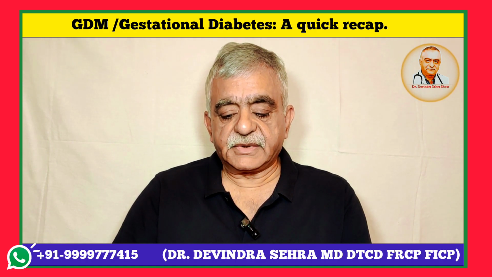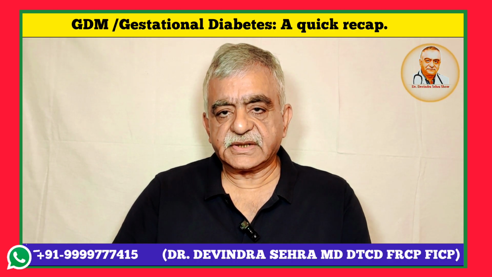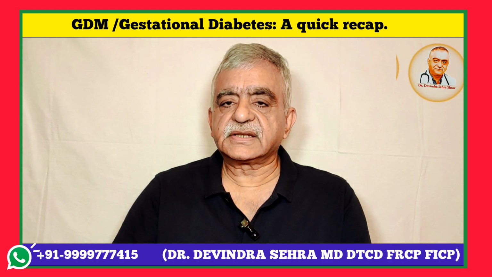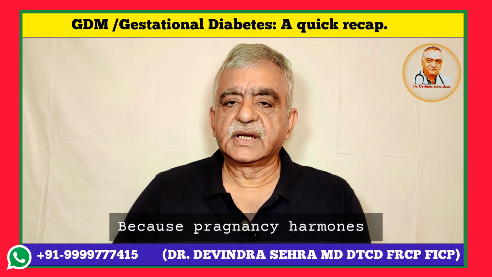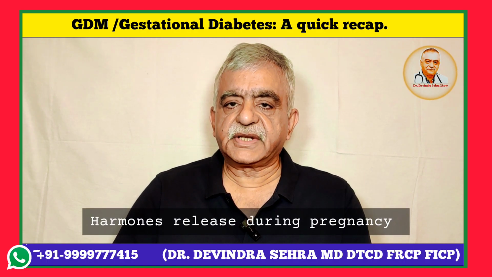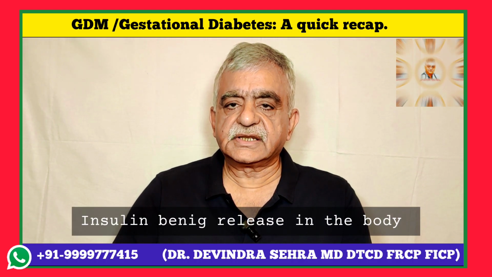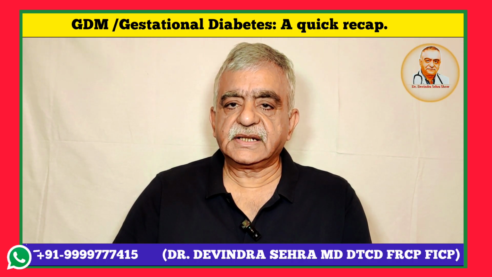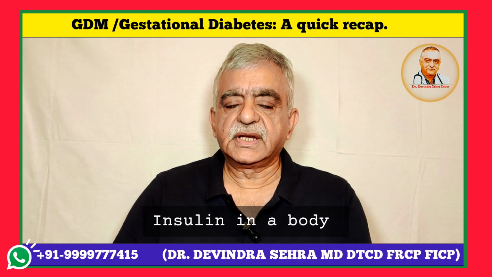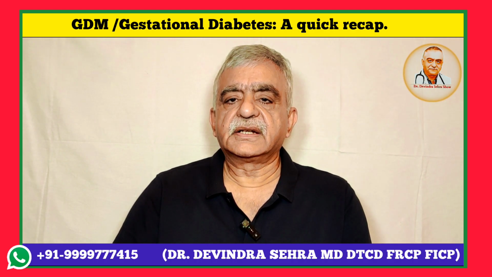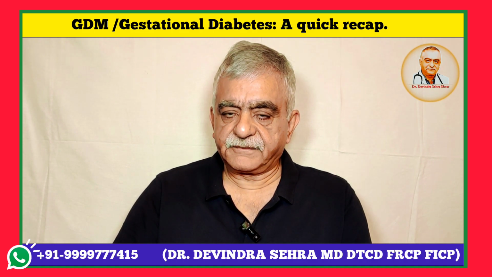Why does GDM occur and when? I answered partially in the last question. GDM tends to occur in the second trimester, and it occurs because the hormones released during pregnancy are causing the insulin released in the body to be a bit resistant. And if the pregnant lady already has a compromised reserve of insulin in her body, then she may become a diabetic during pregnancy.